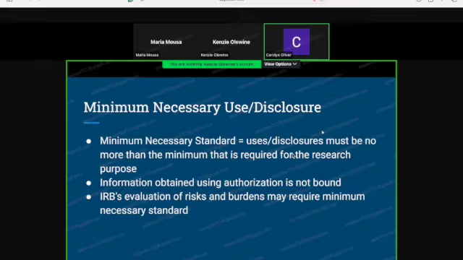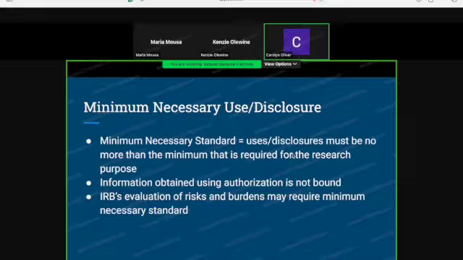So, minimum necessary use and disclosure. The minimum necessary standard is for uses and disclosures of no more than the minimum that is required for the research. By contrast, research information obtained using the authorization is not bound by the minimum necessary standard, on the theory that the data subject has given explicit permission in accordance with the signed authorization.